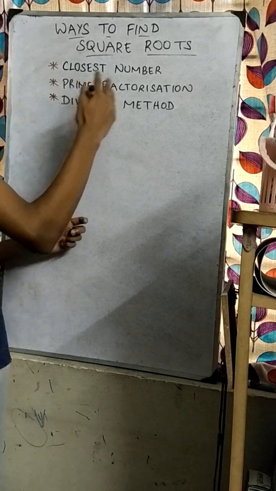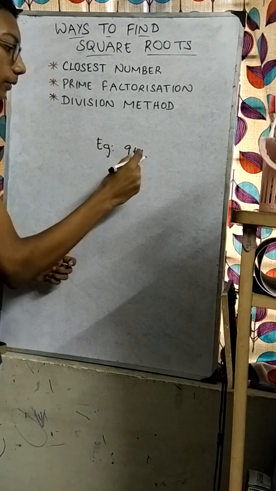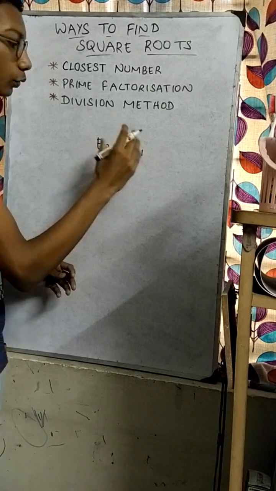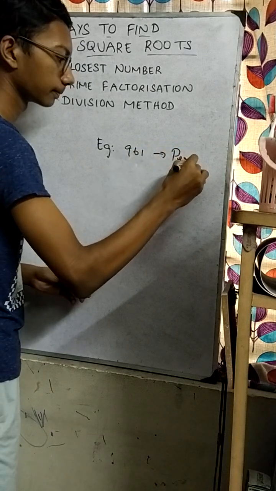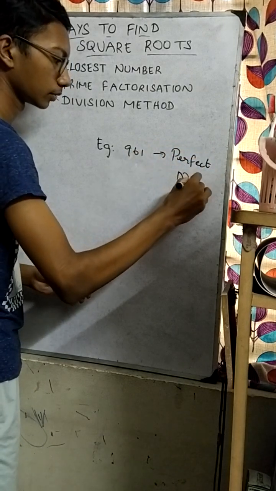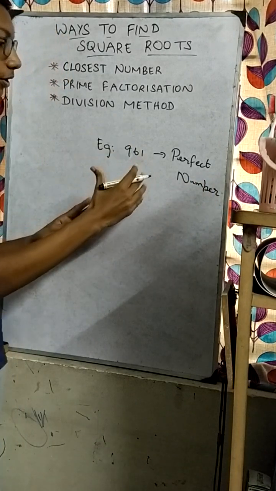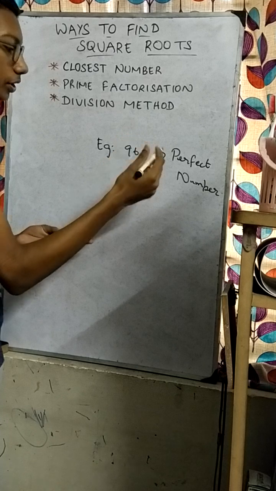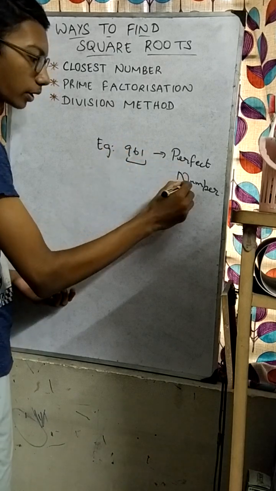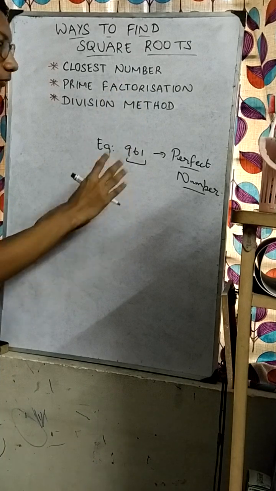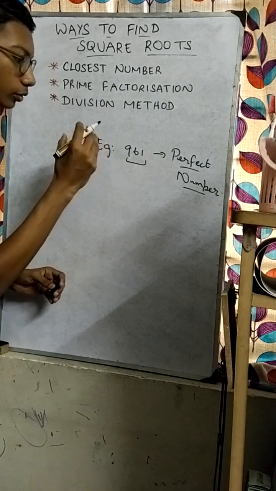First, the closest number. Let's say we have a number like, for example, 961. But this method only works if you know for sure that the number is a perfect square. So in the questions you see in the question papers, you have to know if this is a perfect square. If not, this method won't work. So we know 961 is a perfect square, so we need to know the closest square number.